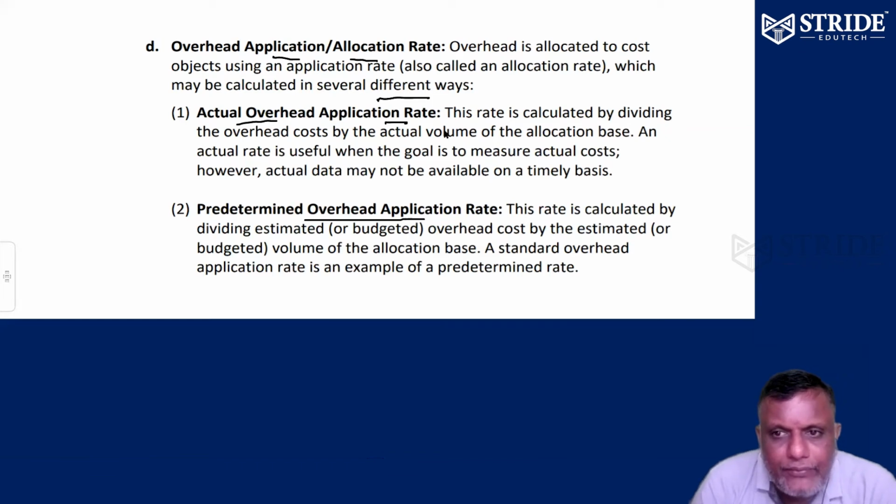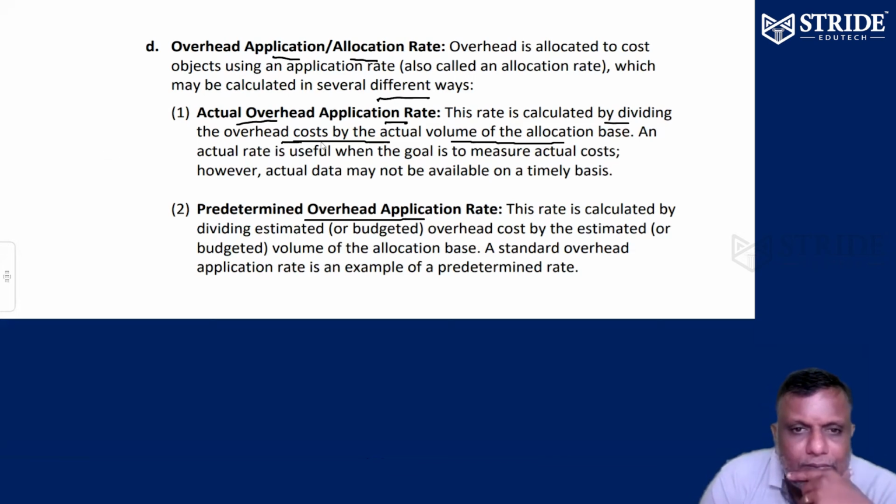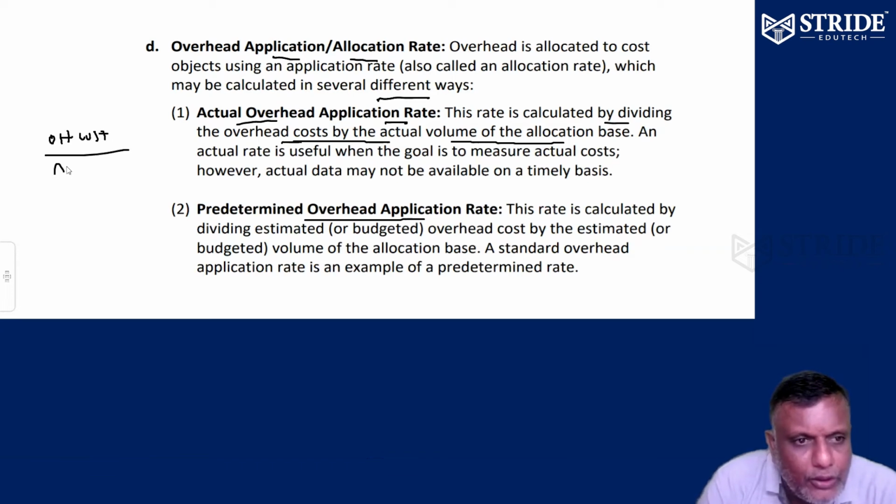The actual overhead rate is calculated by dividing the actual overhead cost by the actual volume of the allocation base. So how many units you actually produced, and what is the overhead cost? You divide. That's called the actual overhead application rate. Overhead cost in the numerator, the actual volume you produced in the denominator.